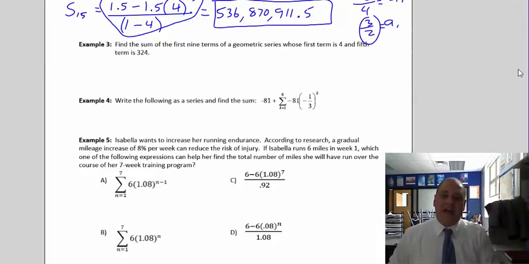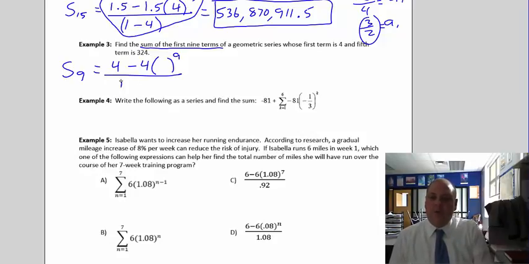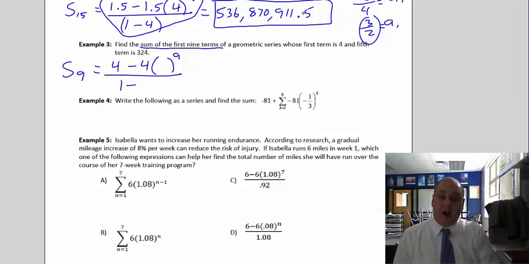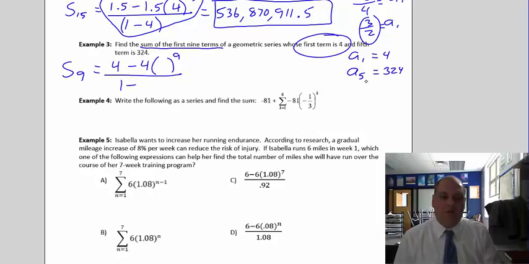All right, find the sum of the first 9 terms. So this is going to be S9. See how it's sum of the first 9 terms, S9. First term is 4, so it's going to be 4 minus 4 times r to the 9th over 1 minus r. We're missing the r. We don't know the r. All right, so I'm going to show you how to find the r when you're given the first term and, say, the 5th term. So A1 is 4 and A5 is 324.